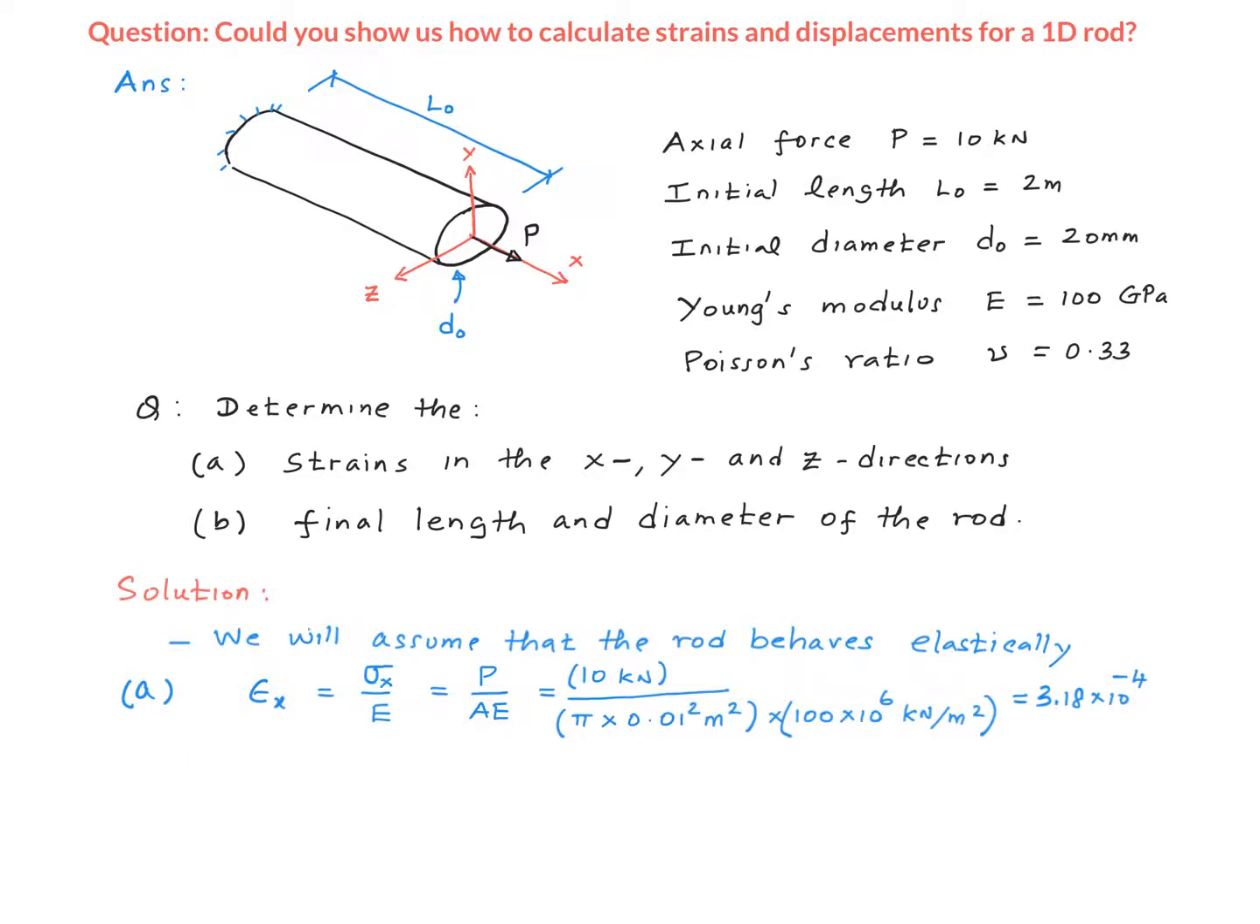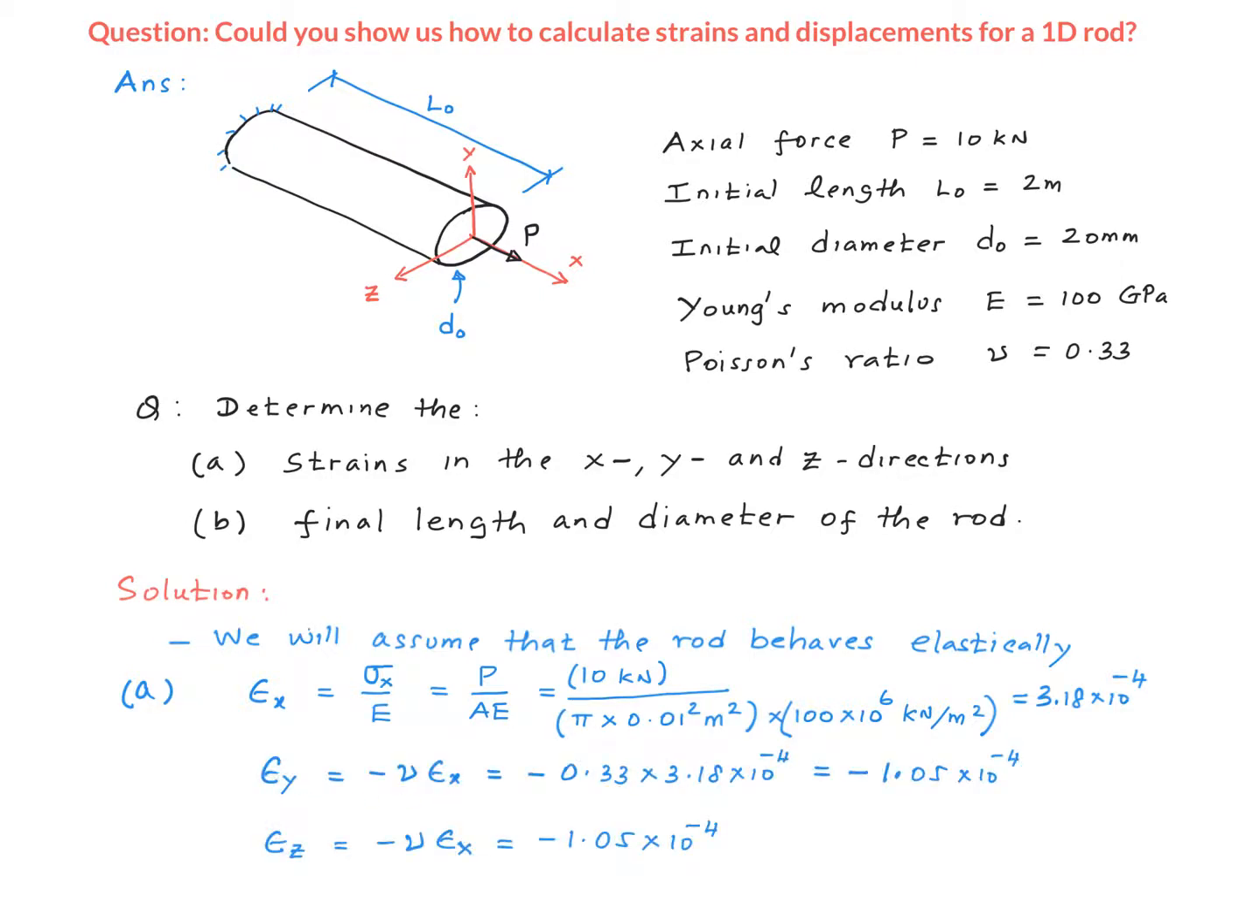So you square that, right? And E is 100 gigapascal. So I'm going to convert that into kilopascal. To do that, I multiply 100 by 10 to the 6th. So kilopascal is kilonewton per meter square, right? So now you can see all of the units will cancel out to give you no dimension for the strain epsilon x, the way it's supposed to be. So you get a value of 3.18 times 10 to the minus 4 for epsilon x.